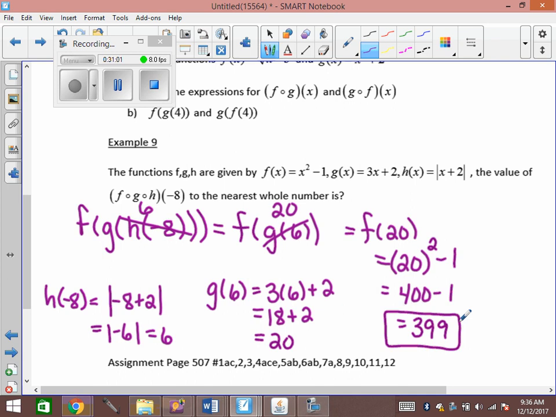And if it wasn't numbers and it was actual equations, then you would just literally take the h equation, plug it into the g for all the x's, reduce it. Take that equation, plug it into the x's in f, reduce it, right? It's just the same thing. That's your homework.